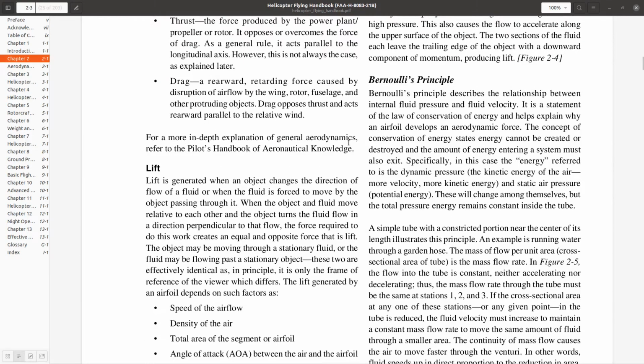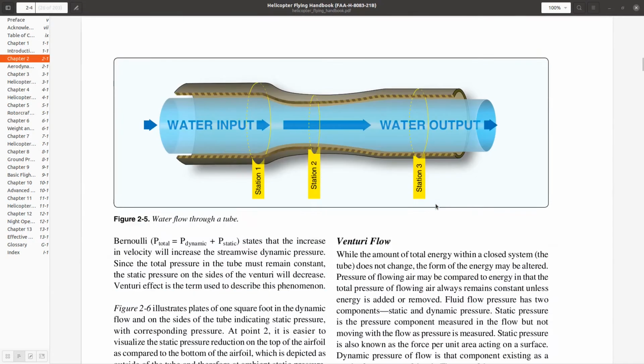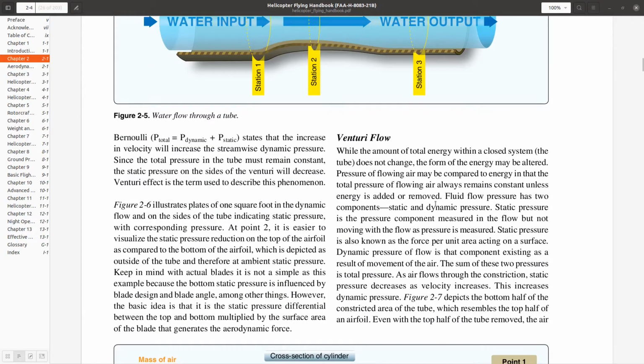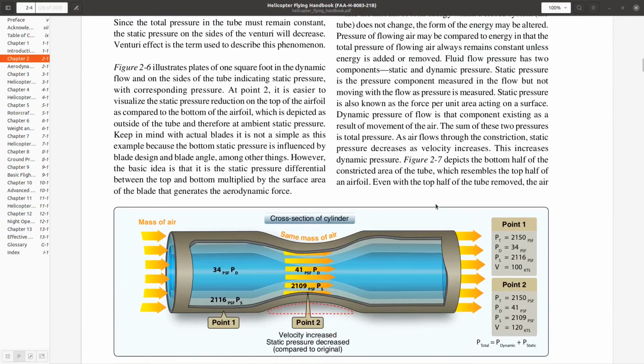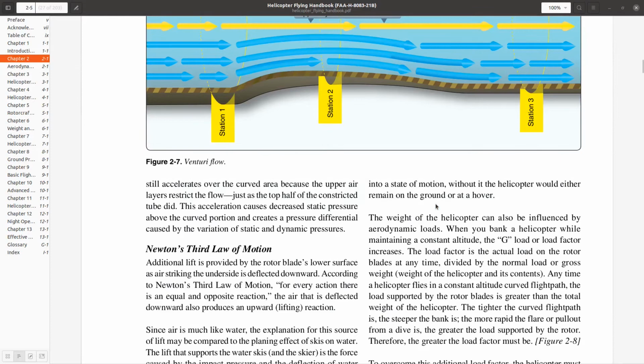Now, of course, here they talk about things like Bernoulli's principle. Again, not going to rehash that. It's the same. Bernoulli's principle doesn't change when you go from an airplane to a helicopter. It just gets cooler because everything is cooler with helicopters.